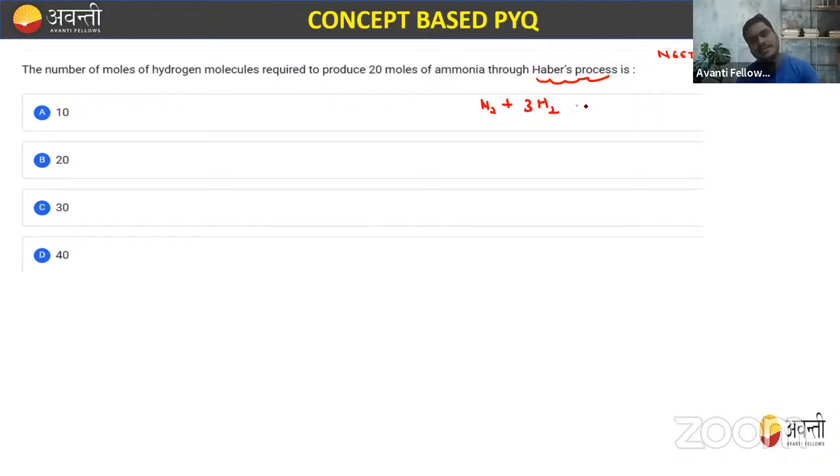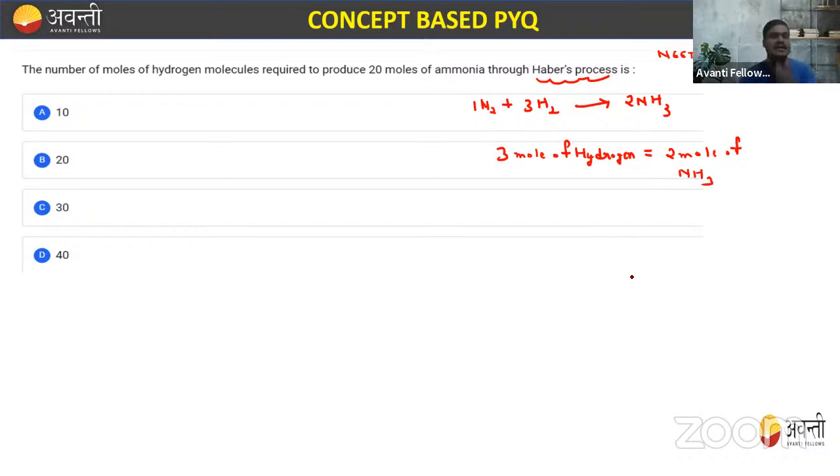This will give 2NH3. So this is the required equation for the Haber process. N2 plus 3H2, this will give 2NH3. So initially we can say that 1 mole of N2 react with the 3 mole of H2 to produce the 2 mole of NH3. Now in this question they're asking the number of mole of hydrogen molecule required to produce 20 moles of ammonia, right? So we know that 3 mole of hydrogen require 2 mole of ammonia.